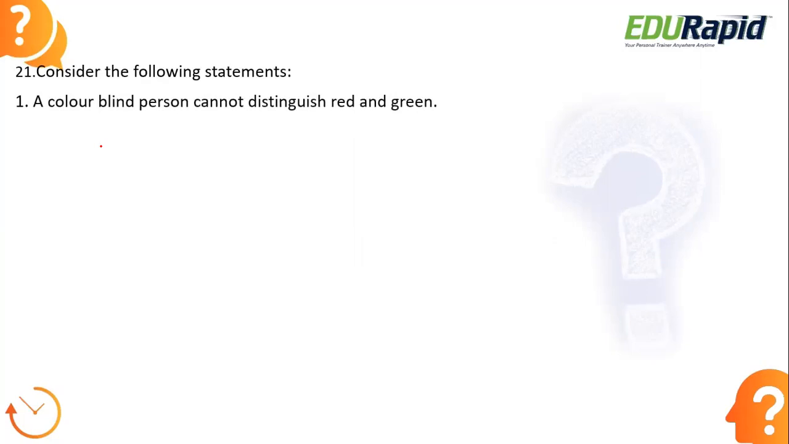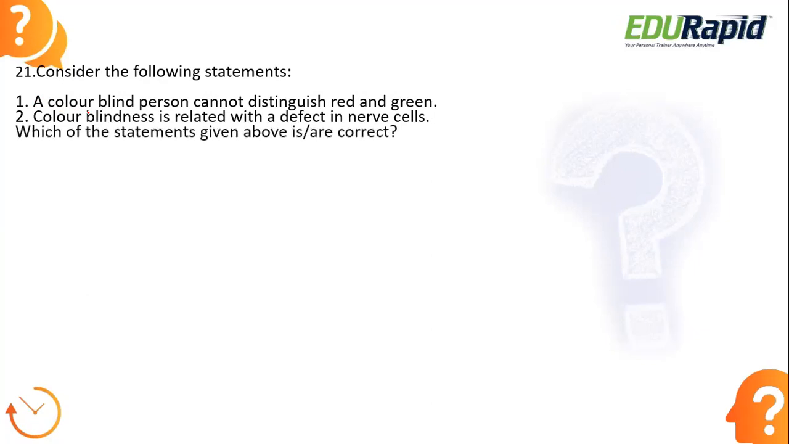Consider the following statements. Statement 1, a color-blind person cannot distinguish red and green color. Statement 2, color blindness is related to defect in nerve cells. Which of the statements given above are correct? Option A, 1 only. Option B, 2 only. Option C, both 1 and 2. And option D, neither 1 nor 2.